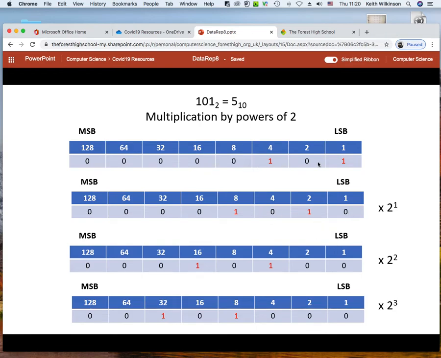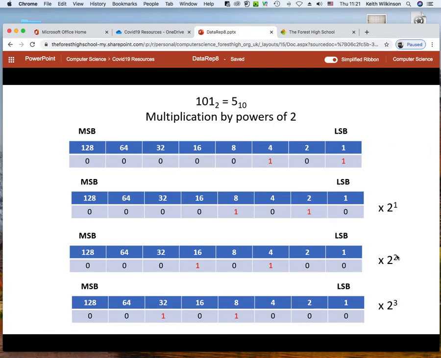If I start off with my 5 again, but this time multiply it by 2 to the power 2, I'm saying here, shift it 2 places to the left. So I start off with this pattern, shift that 1 there, 2 places, that gives me 16, as you can see. And move that 1 twice to the 4, and that puts the 1 underneath the 4. And if I was to shift this 3 times, 1, 2, 3, I'd get a 1 under the 8, and that's the same as multiplying by 2 to the power 3.